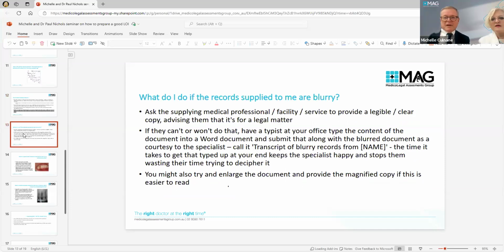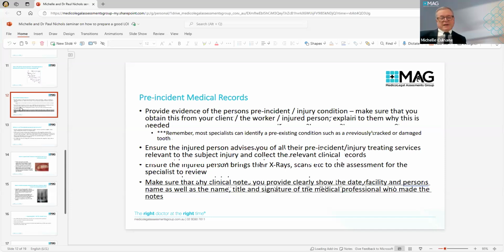Absolutely. On the clinical records too, a lot of doctors and dentists, when they submit their clinical records, there's no name of the dentist. Sometimes there's no name of the patient because they've just taken it out of the patient's folder. So you have to check all records, make sure there's the name of the doctor, dentist, and patient, as well as all the dates. Yeah, absolutely. Big one there.